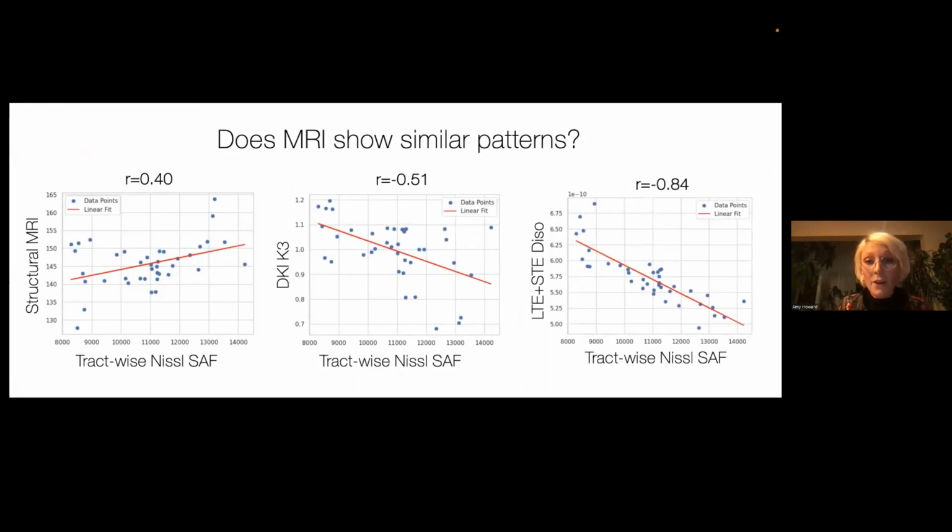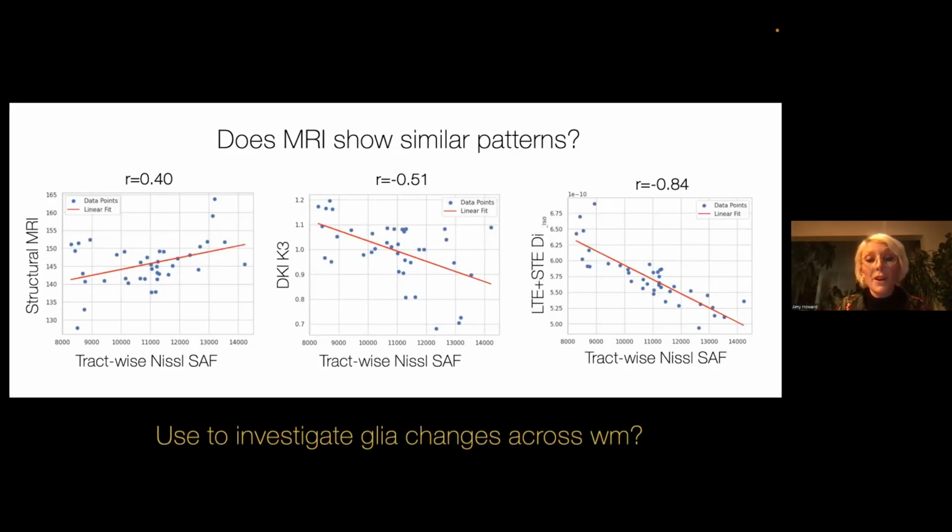And so, of course, I need to verify, maybe double check this isn't being driven by things like partial volume effects, although my initial investigations suggest that it is not, which means that perhaps we could conclude that we could use these more advanced metrics to, for example, investigate glial changes across the white matter.